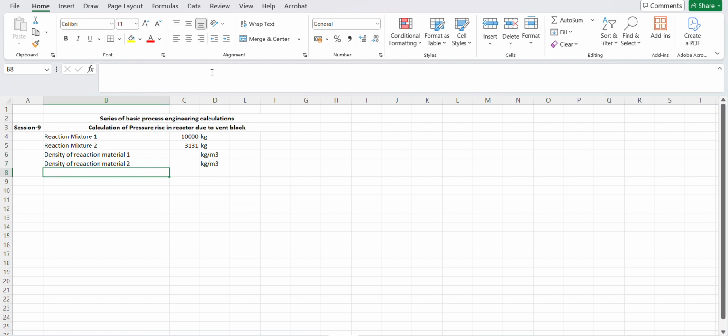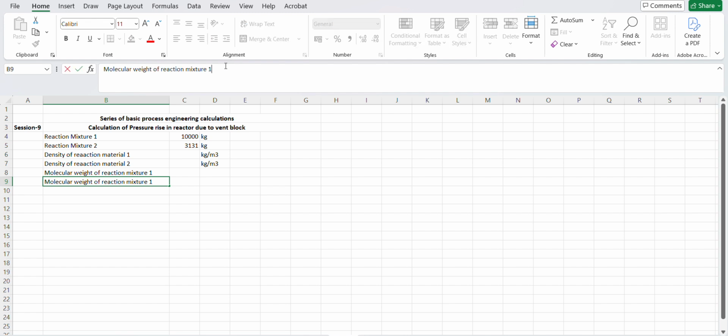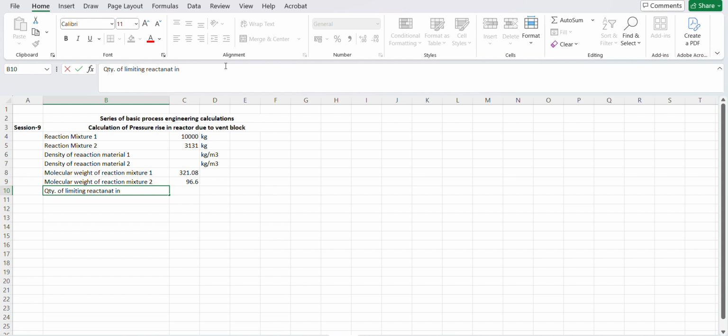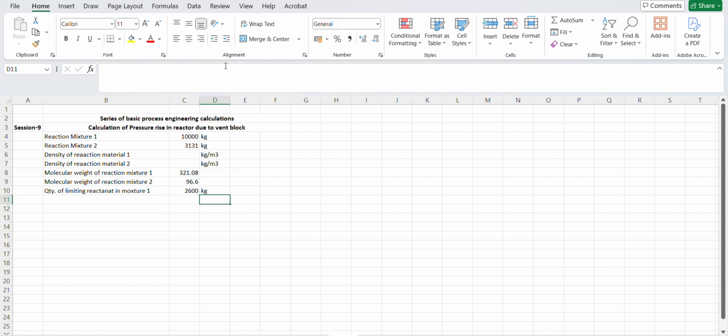Then we need to calculate the number of moles based on the molecular weight. So the molecular weight of reaction mixture 1 and the molecular weight of reaction mixture 2. Here we have to get the data of molecular weight of reaction mixture 1 and of reaction mixture 2. Then, as I already discussed, we can calculate based on the limiting reagent, so the quantity of limiting reactant in reaction mixture 1. So we have x kg of limiting reagent.